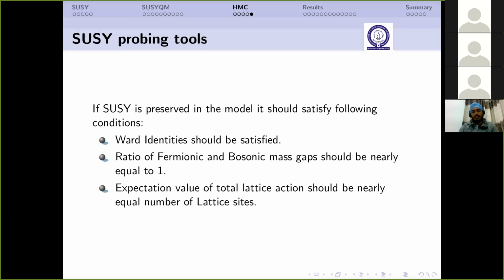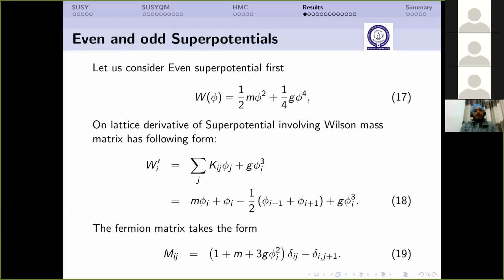Fermionic action behaves as the number of lattice sites divided by 2, but the bosonic lattice action in that case is less than what is actually required. So we are starting with even and odd superpotentials. The superpotential is of the following form: M is mass and G is the coupling. On the lattice, as I initially mentioned, instead of the mass we take the Wilson mass matrix to address the problem of fermionic doubling. Using the form of the Wilson mass matrix, the first derivative of the superpotential looks like equation 18.